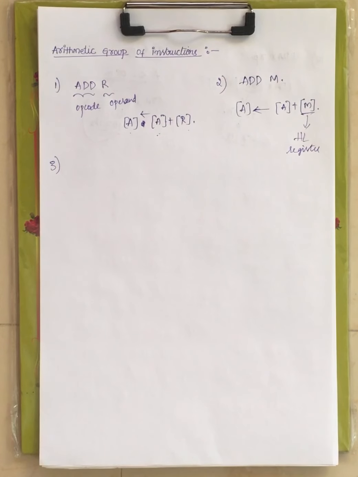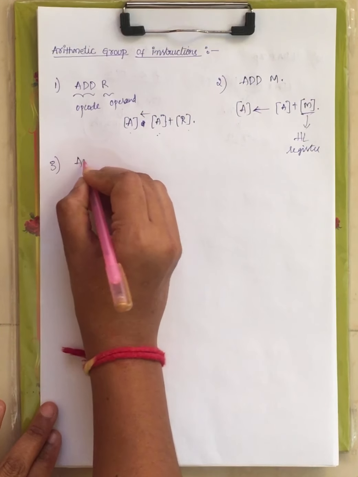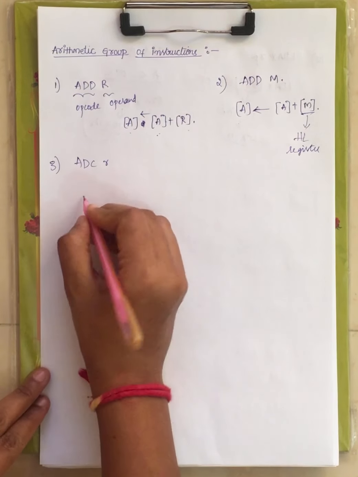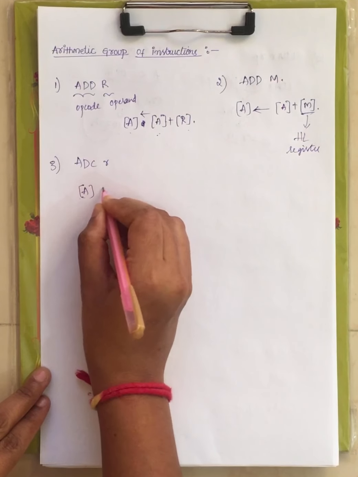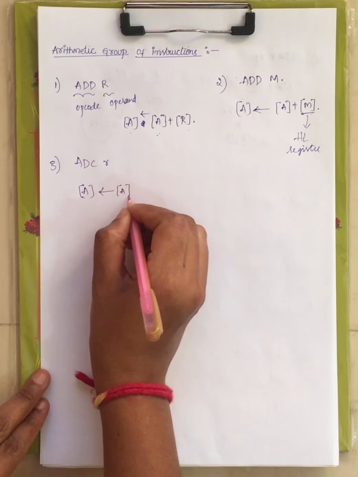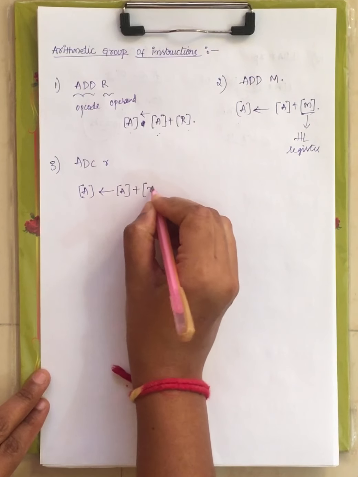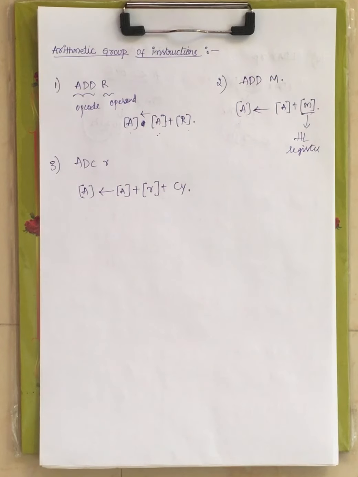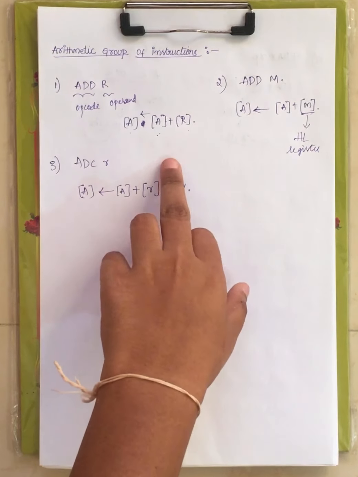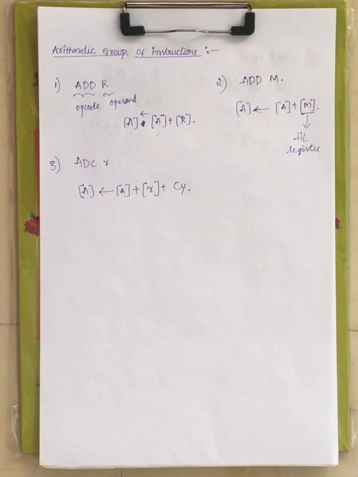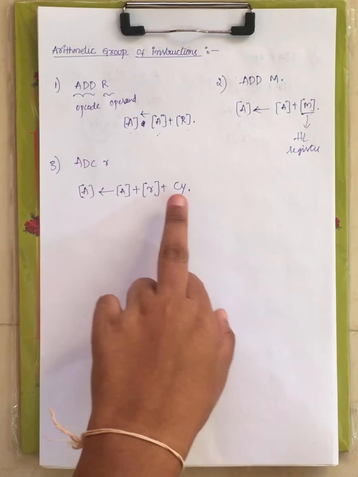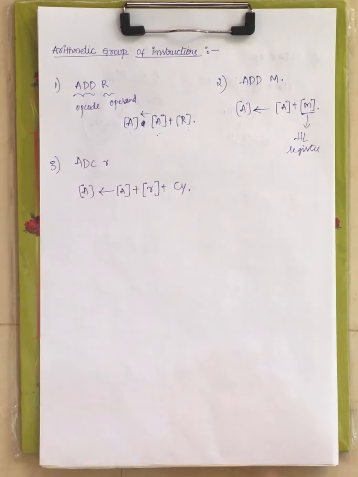Now coming to the third instruction, we have ADC r, add with carry. ADC indicates add with carry. Now you have to tell me the operation here. The contents of the accumulator are added with the contents of register r along with carry. To this operation we are adding an extra term, that is carry. The contents of the accumulator are added with the contents of register r along with carry, and the result is stored in the A register itself.